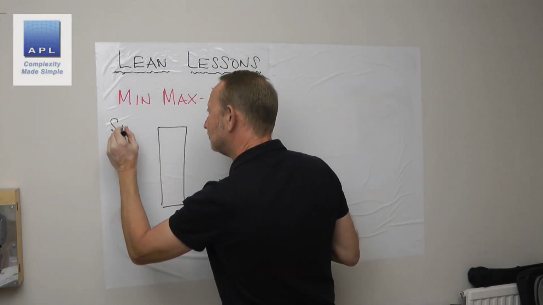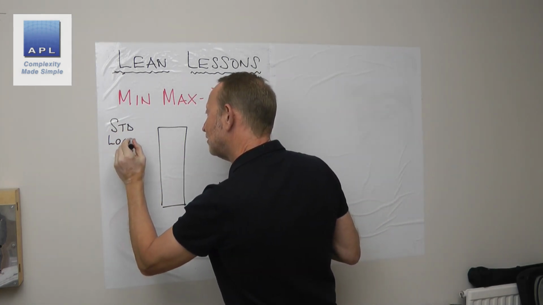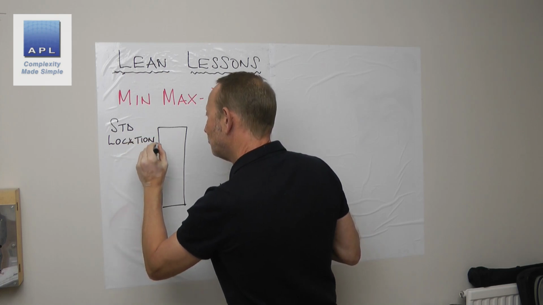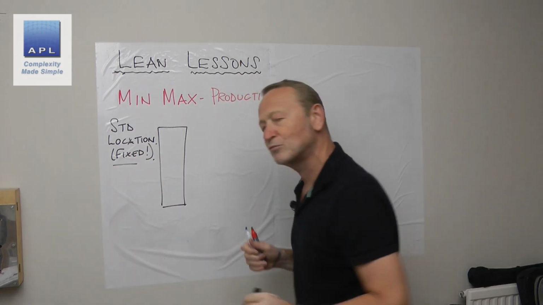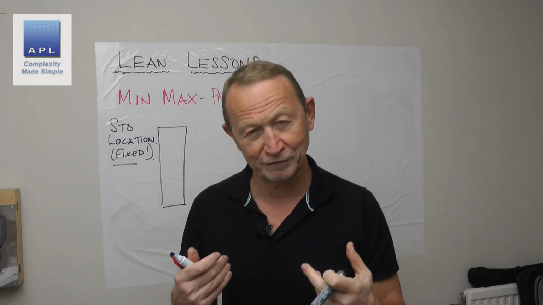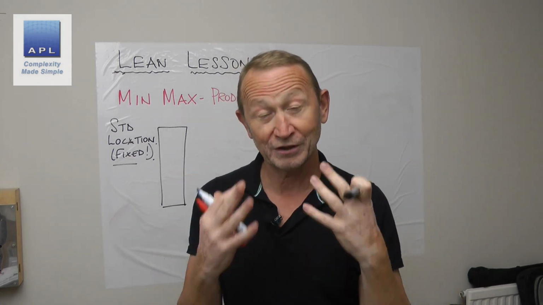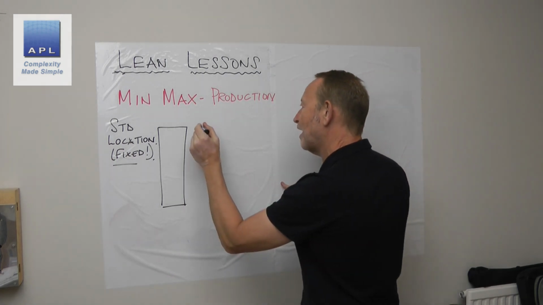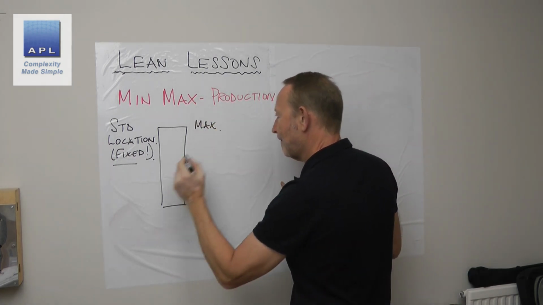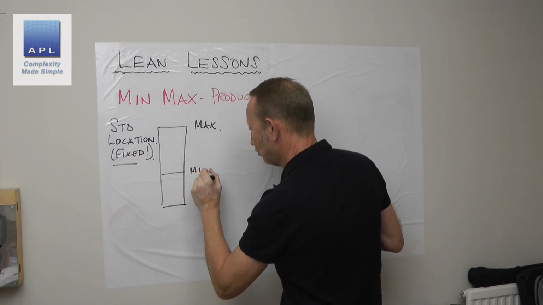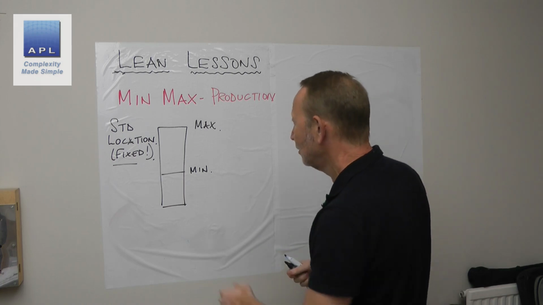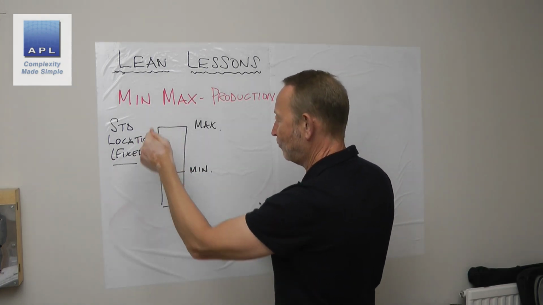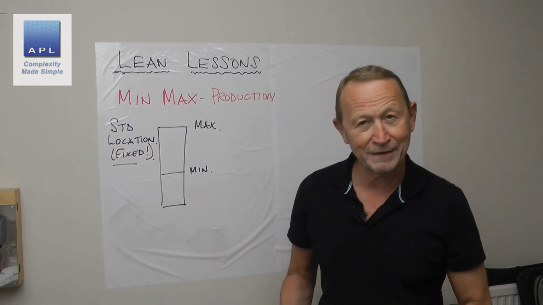You will have, once again, a standard location. Important. Fixed. All of this. That's what standard work means. It doesn't mean you sort of adhere to the rules. You always adhere to the rules. So you are going to have a maximum. You're going to have a minimum, which of course is your trigger point. It's going to trigger the request to make. And of course, what you've got to do is decide how big the max is, how big the minimum is.